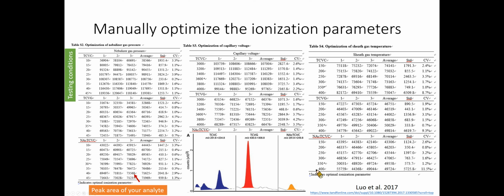Different LC flow rates and solvent proportions will affect the ionization efficiency. Therefore, it is better to optimize the ionization parameters after finalizing the LC gradient. This slide provides an example of acquiring the optimal ionization parameters by comparing the peak area values. In this method, we simultaneously detected the tetrachloroethylene metabolites from the glutathione conjugation pathway: glutathione conjugate TCVG, cysteine conjugate TCVC, and N-acetyl cysteine conjugate NAC-TCVC.